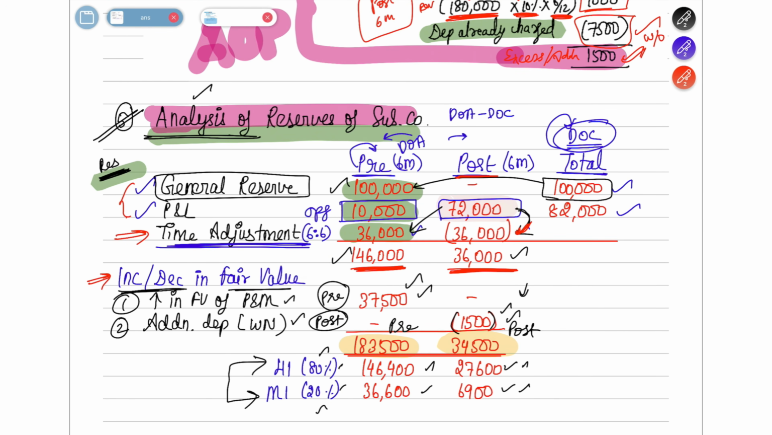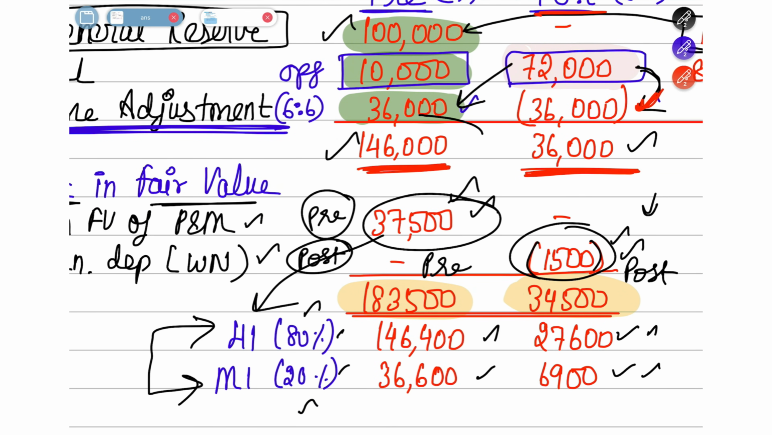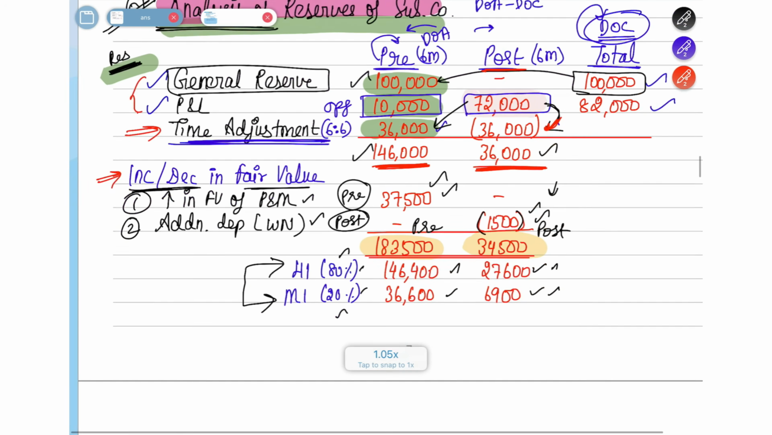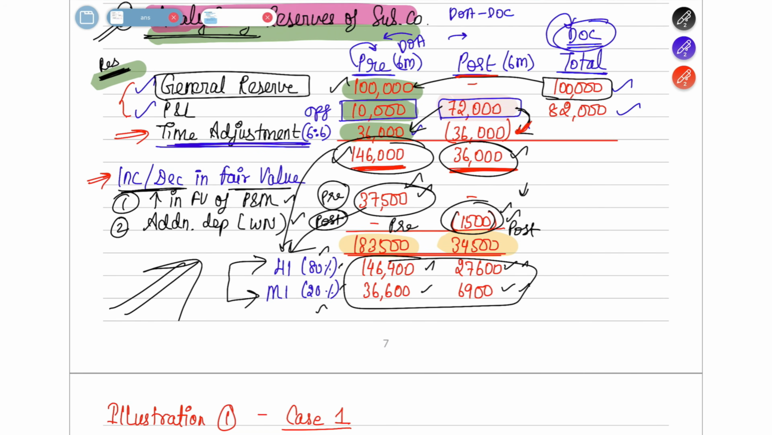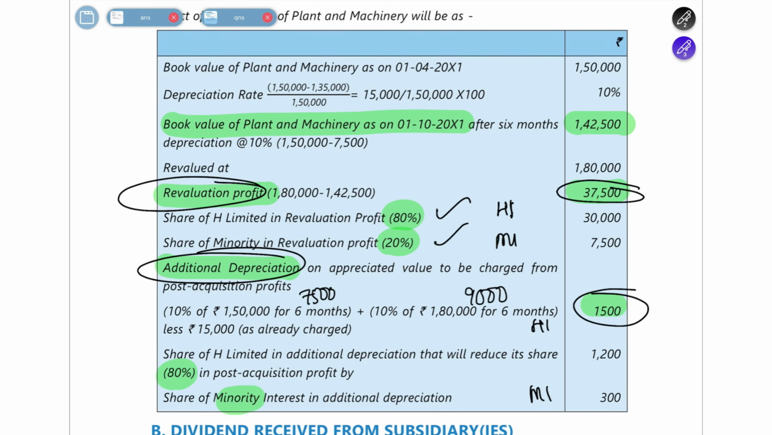What we have done differently is, they have only split these two values into holding interest and minority interest, whereas we have also split these both values into holding interest and minority interest. That's why our value is different from theirs. You can do this also, full marks will be awarded for this. But if you want to get the book answer, split this into holding and minority interest, split this into holding and minority interest, and you will get your book answer.